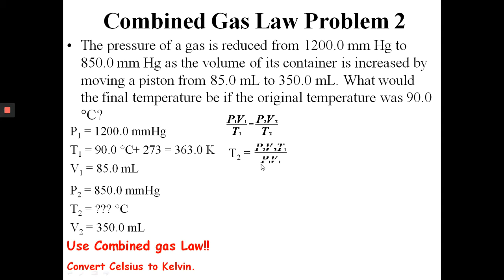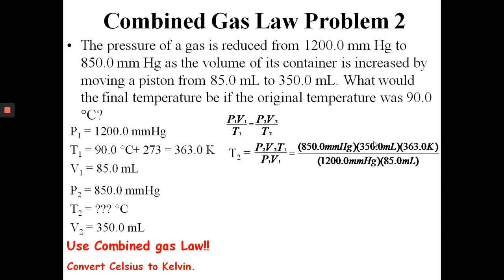T2 therefore would be P2 V2 T1 over P1 V1. Now plug in the numbers we found on the left side, and then report your answer to the least number of significant figures, because it shows multiplication and division, right? Then you have to round your answer to the least amount of sig figs.